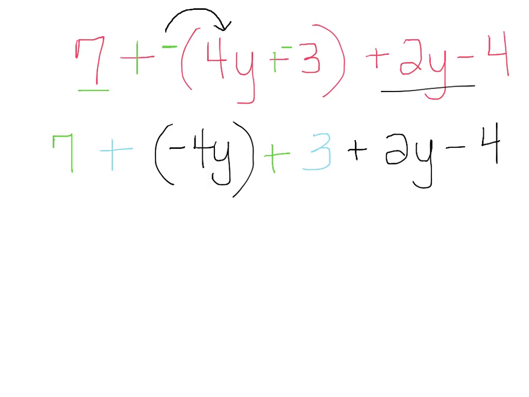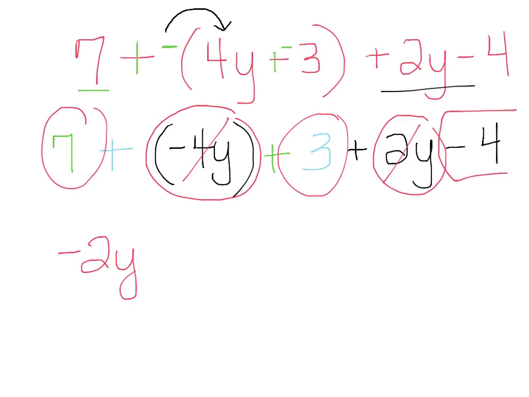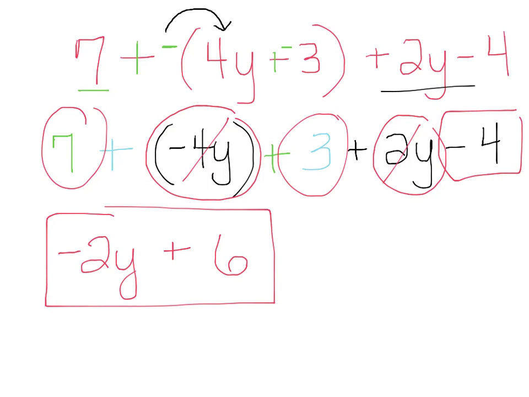All right, let's go through this now and see what we got. Okay, let's put our y's together. We have negative 4y and 2y. Well, I have more negatives, so it would be negative 2y. Okay, that's done. And then I have 7 plus 3, which is 10, and then minus 4 here. So 10 minus 4 is 6, so plus 6. So this would be my simplified answer.